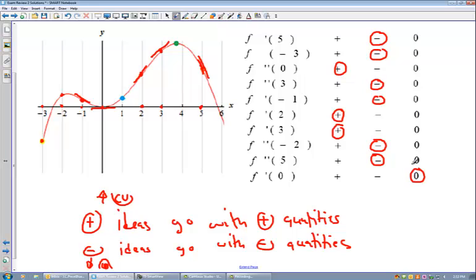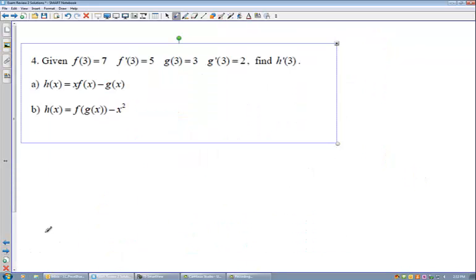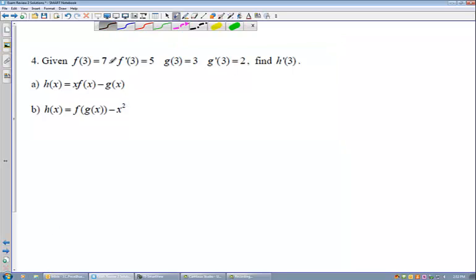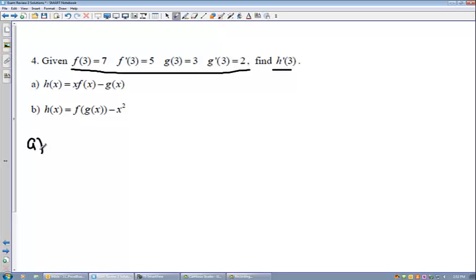Moving on to number 4. In number 4, we're going to use the rules abstractly. We're given this information here, and we want to find h prime of 3. In part A, I'm given h of x is this thing. To find h prime of 3, I first have to find h prime of x. I'm going to take the derivative of this thing and subtract off the derivative of that thing.